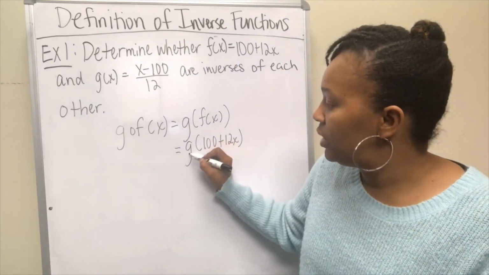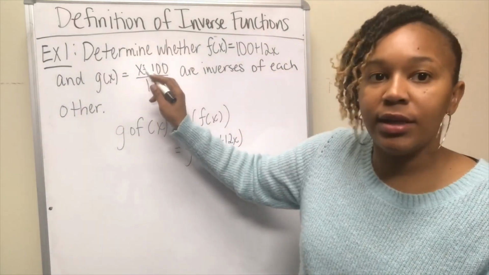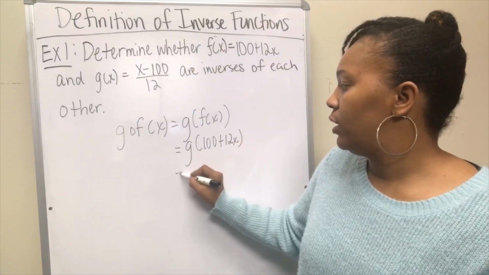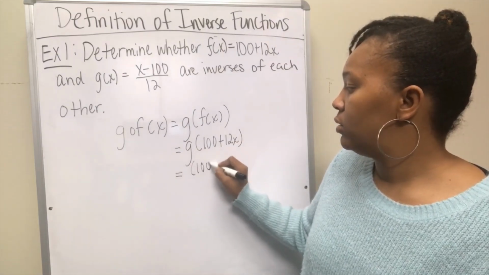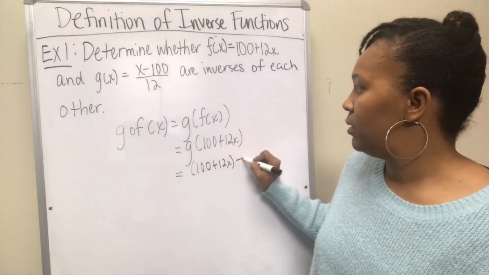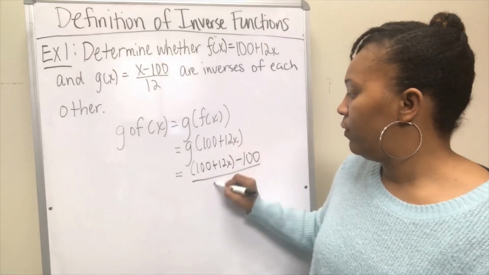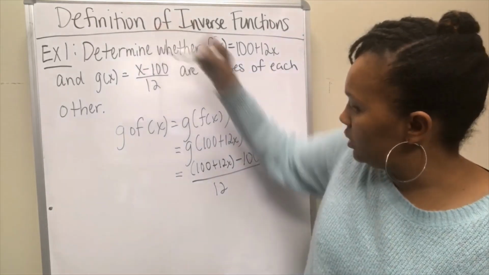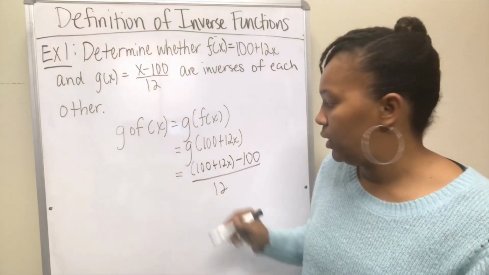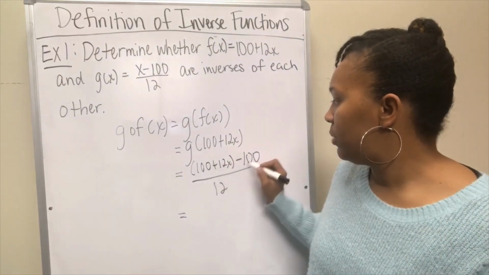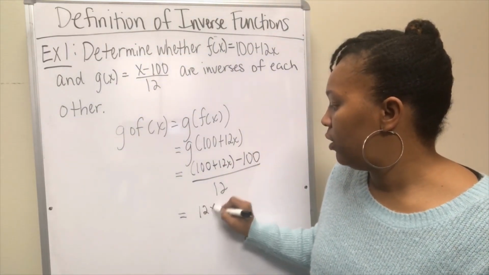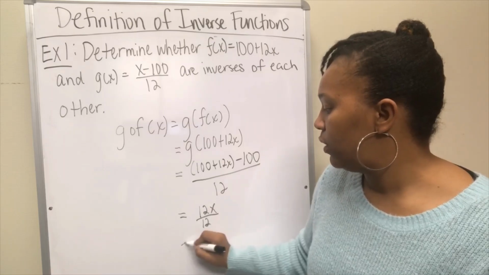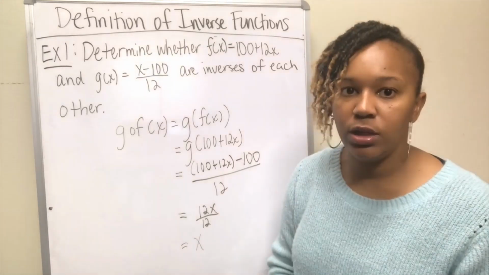And so now in my g function, wherever there was once an x, I'm going to replace it with 100 plus 12x. So 100 plus 12x minus 100 over 12. I took this x and replaced it with the 100 plus 12x. And so 100 minus 100 goes away. I get 12x over 12. The 12s cancel, and that ends up equaling x.